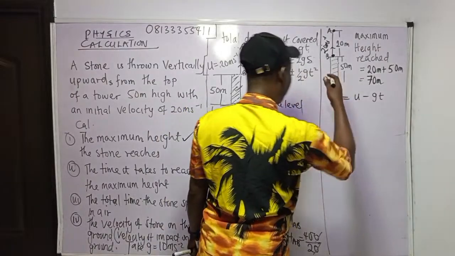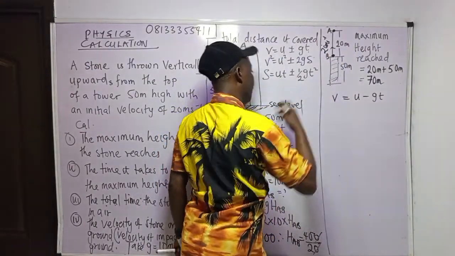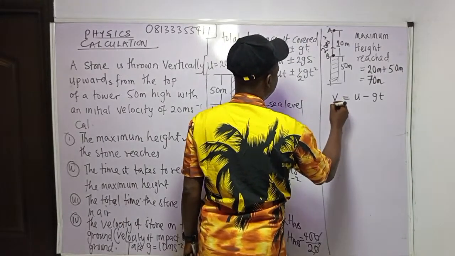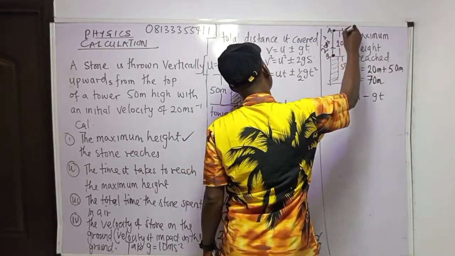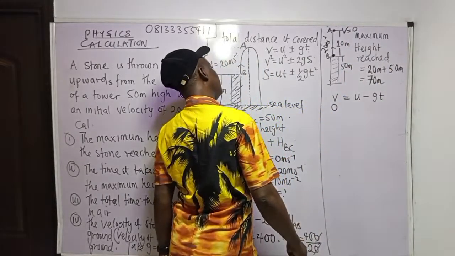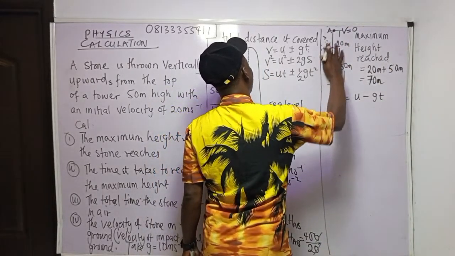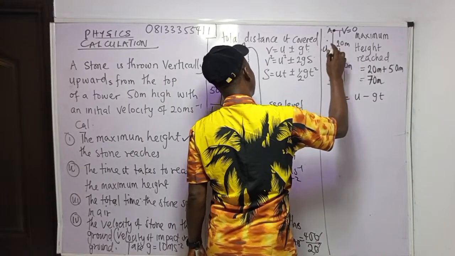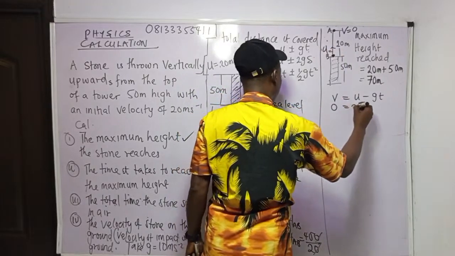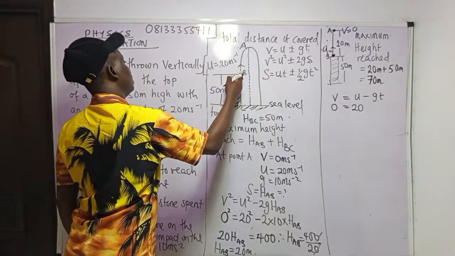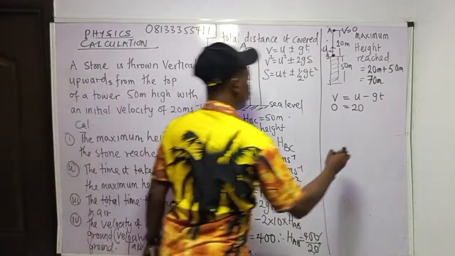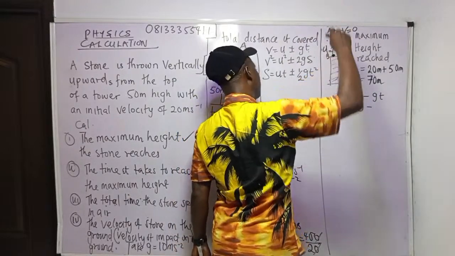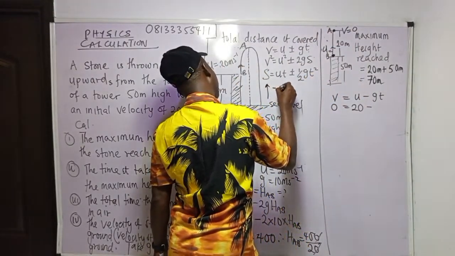There are several other formulas you can use. But if you use this one, our V is 0 at this maximum height. Then it's projected with U equal to 20. What is our U of projection? It is 20 meters per second. So 20 minus. Why do we use minus? Against gravity, it is going upward. So upward projection is minus.